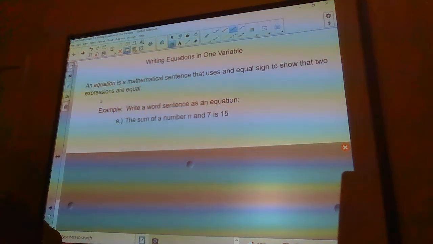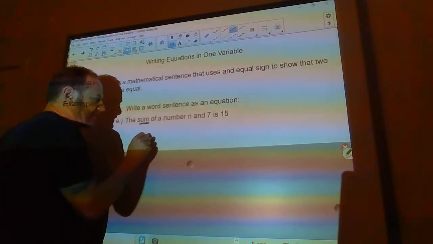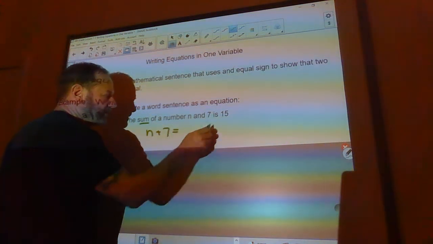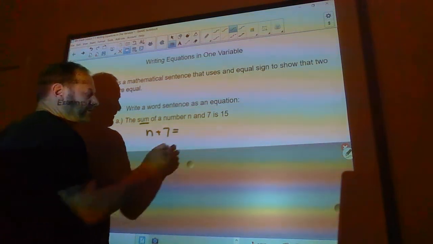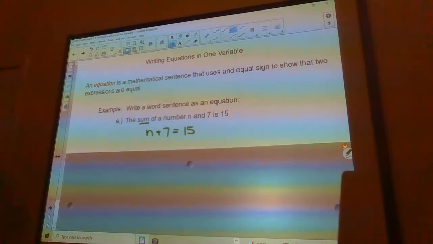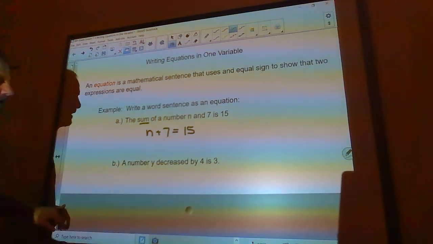Okay, so this says the sum of a number n and 7 is 15. So we've done a little bit of this. The sum means to add, so n plus 7. "Is" always means equals, and that's 15, and there's our equation. Okay, it's an equation because it's got an equal sign in it.